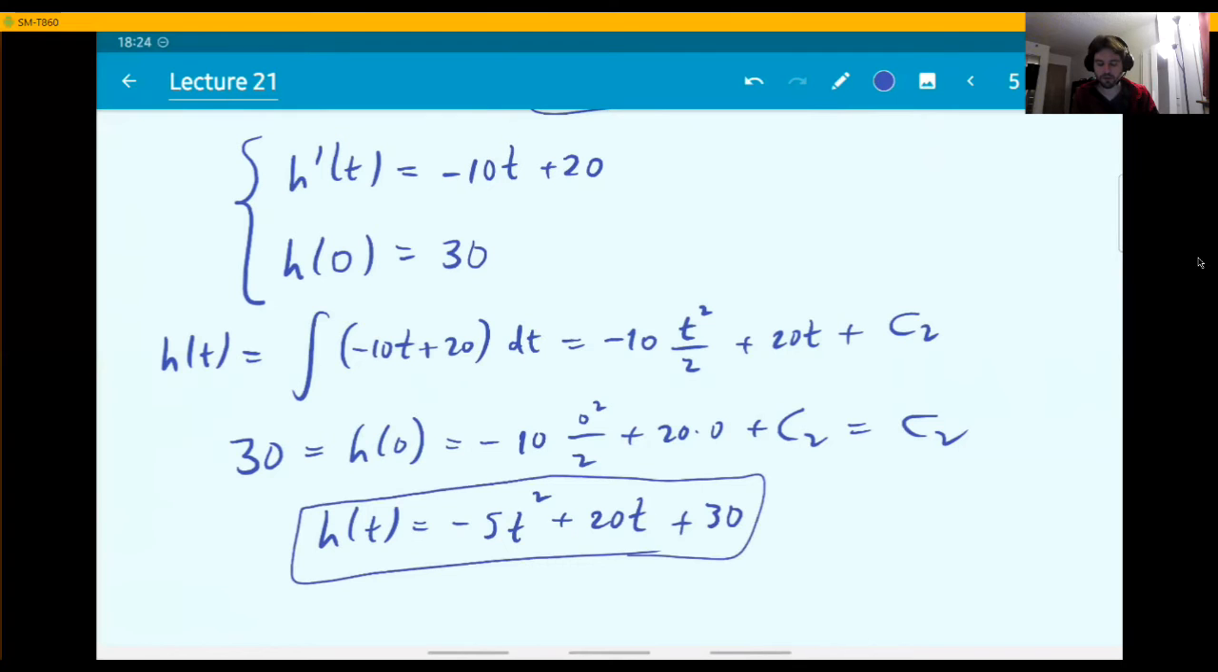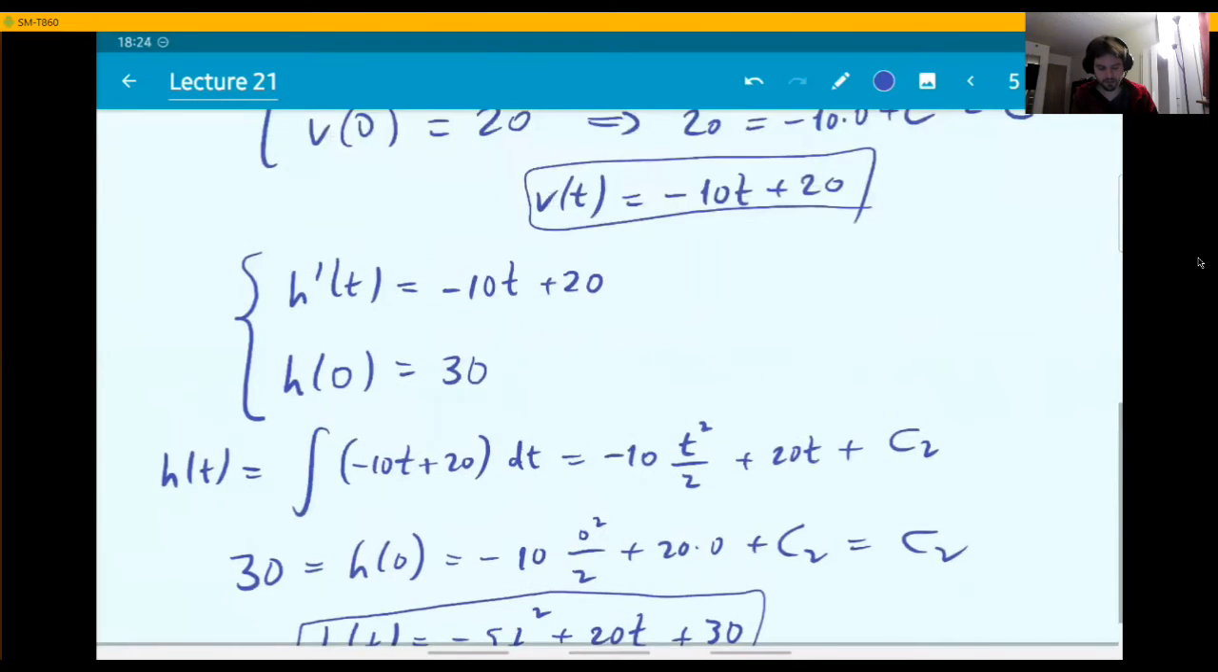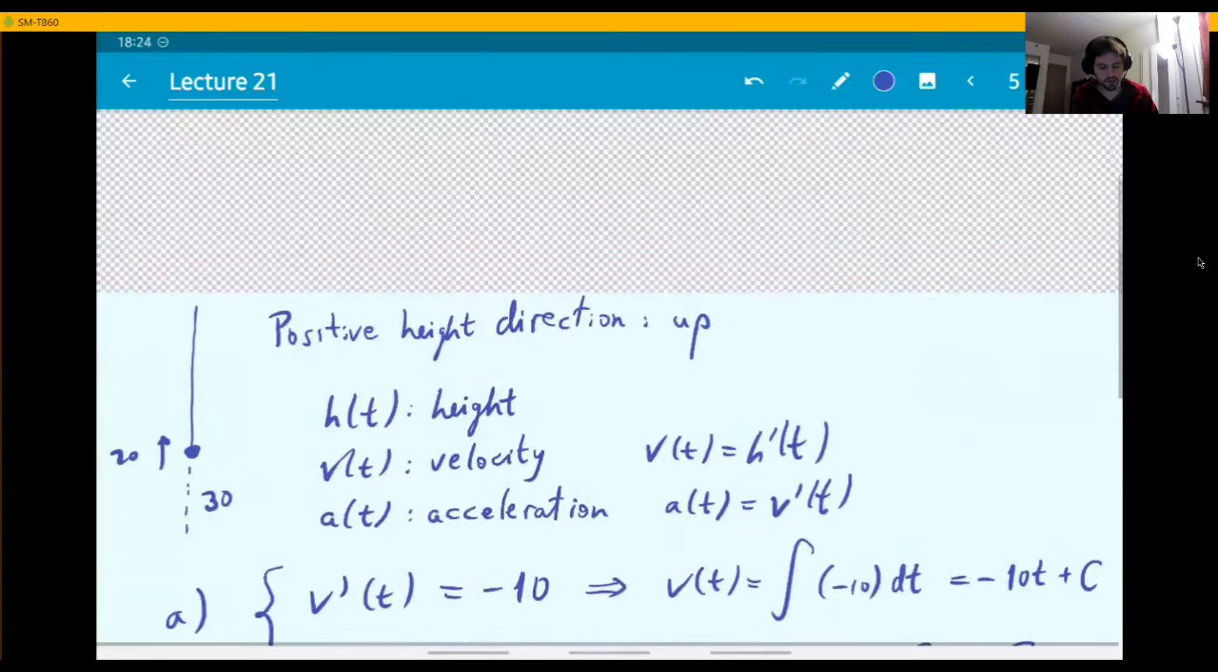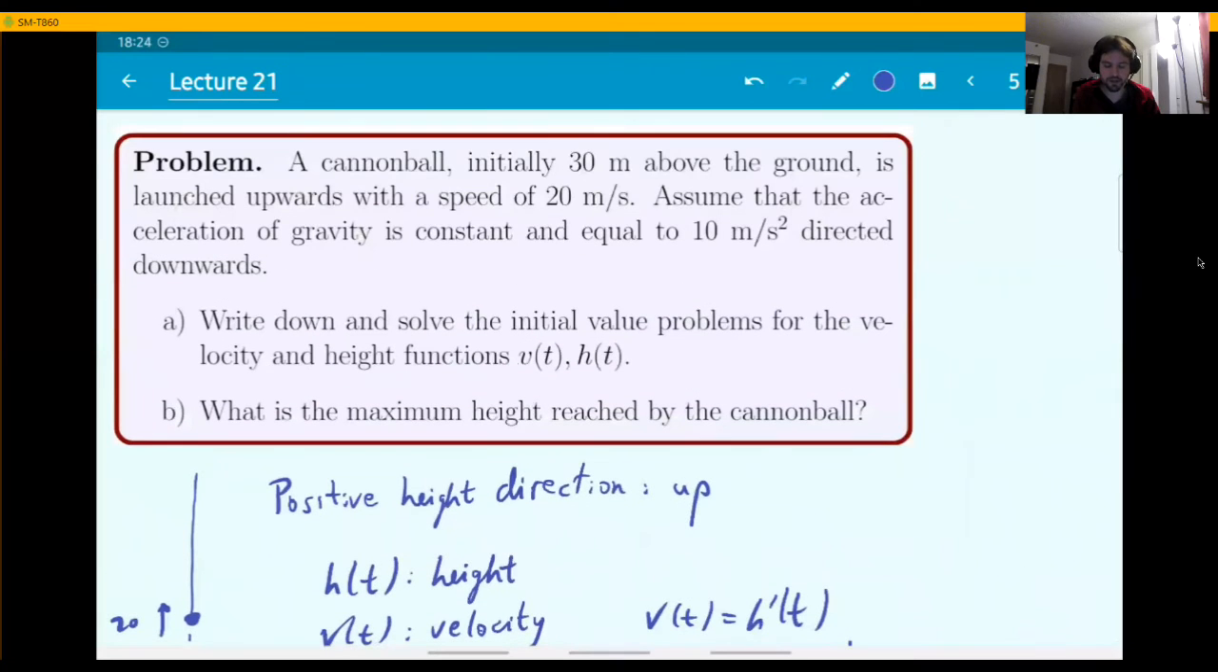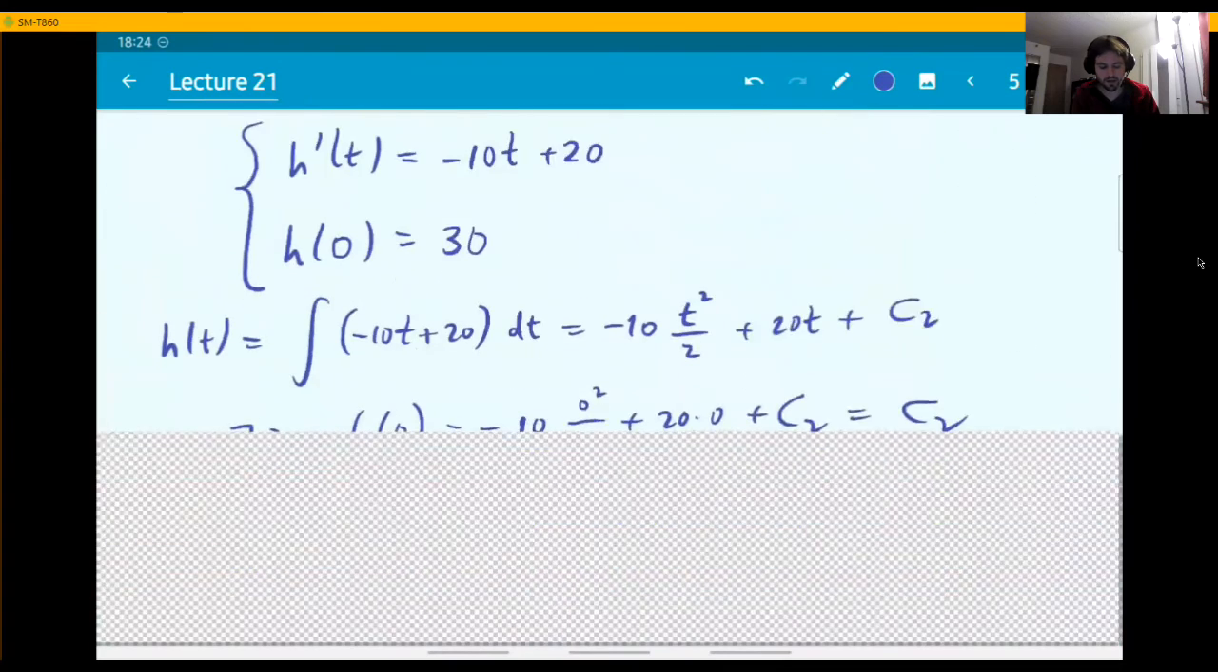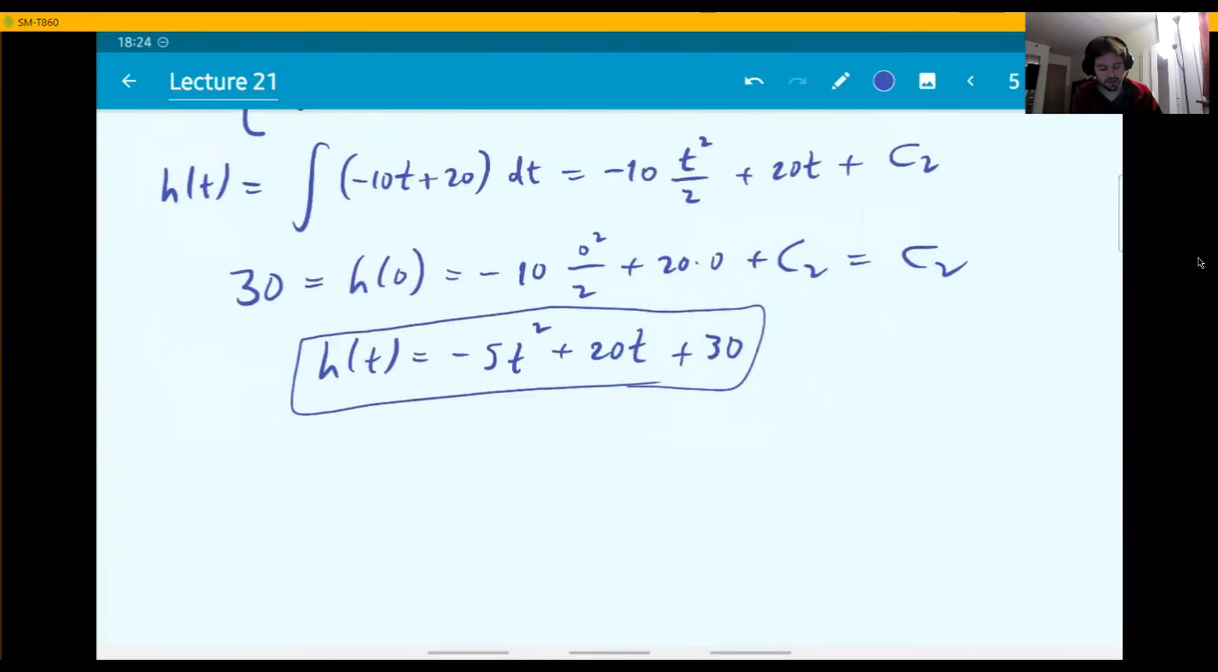Let me scroll back up now for item B. B is asking, what is the maximum height reached by the cannonball? How do we answer this question using calculus, using derivatives and everything? Maximum height. This is the height function right here. We just found it. Now we want to find the maximum value that it can have. I mean, the domain for this would be between t equals 0 to infinity.